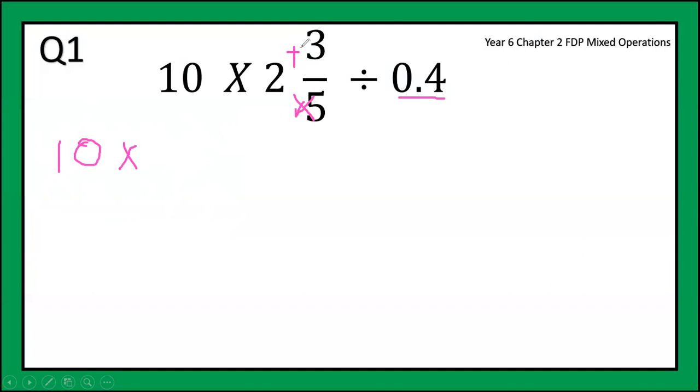By multiplying and adding: 5 times 2, 10, 10 plus 3, 13 over 5. Don't forget this is 10 over 1. And divide by 0.4, which is 4 over 10. Keep the division first because you have got to do the multiplication here first. So when you want to multiply, you can simplify first. So 5 divided by 5 is 1, 10 divided by 5 is 2.